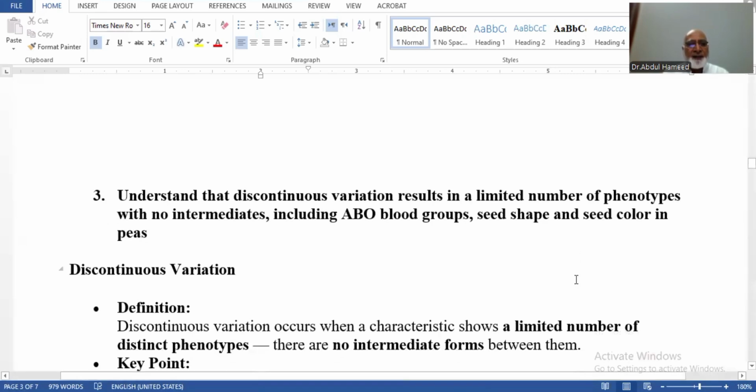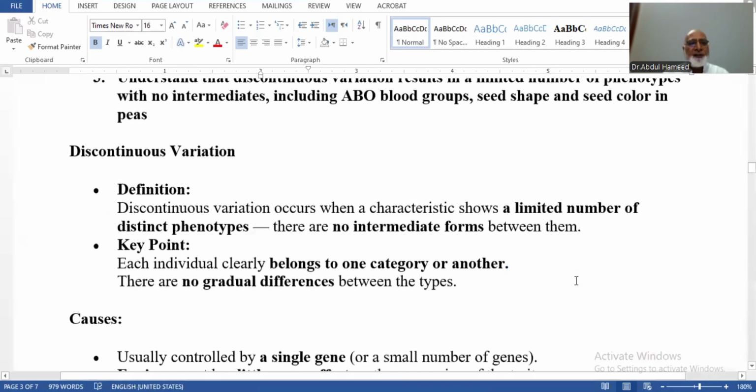seed color in peas. So discontinuous variations, the definition is that they occur when a characteristic shows a limited number of distinct phenotypes. There are no intermediate forms between them.